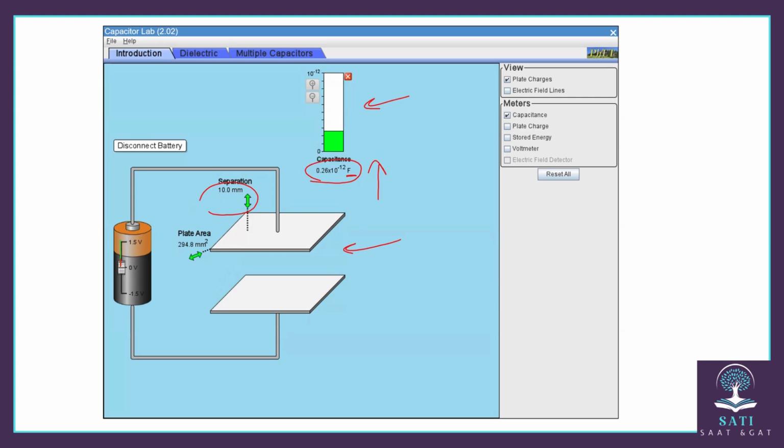So the capacitance depends on the geometric design of the capacitor, and it increases as the area of the two plates increases, and it decreases as the distance between the two plates increases. And also it depends on the type of dielectric, the material that is used here.